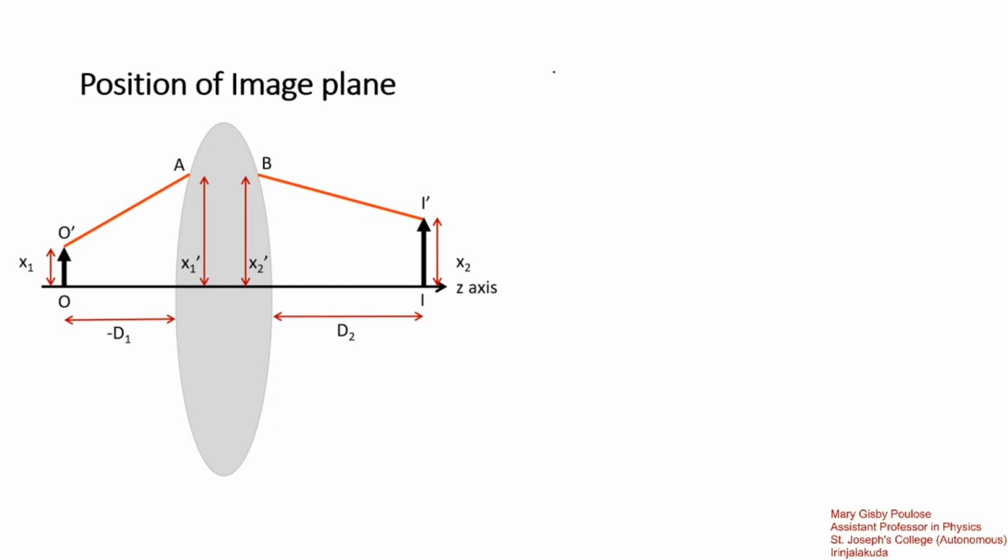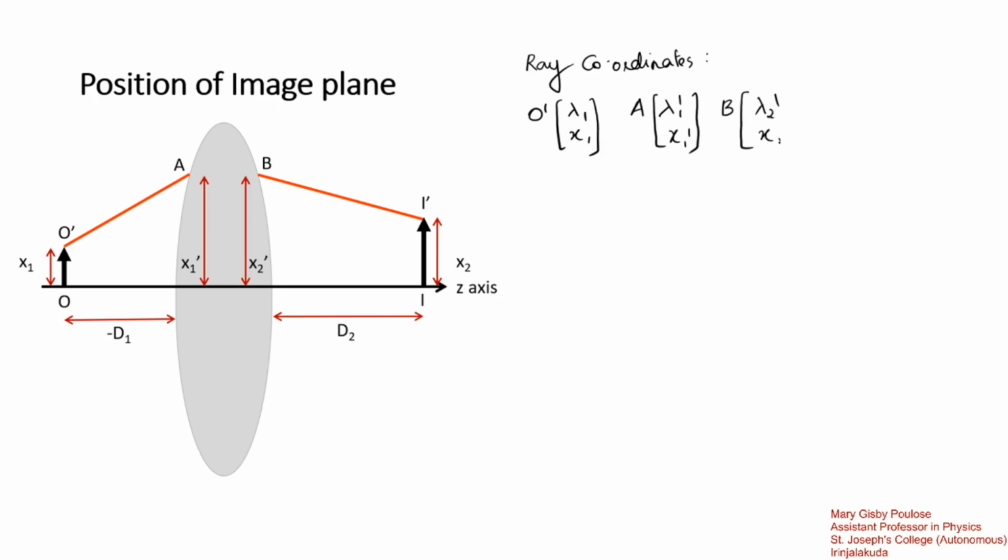Let us define the ray coordinates at O dash, A, B, and I dash. The ray coordinates at O dash is given as lambda 1, x1. At A is given as lambda 1 prime, x1 prime. At B it is given as lambda 2 prime, x2 prime. And at I dash it is given as lambda 2, x2.